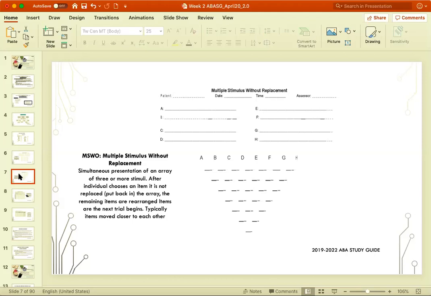But what's great is you can do informal MSWOs where you just have 4 toys. You lay them all out. Hey, what do you like first? Awesome, you chose Play-Doh. Cool, what's next? And you can just do it that way, really informally. And it gives you similar information about a relative preference hierarchy.